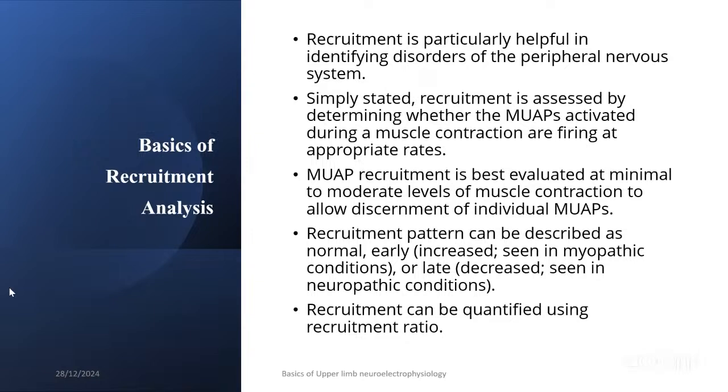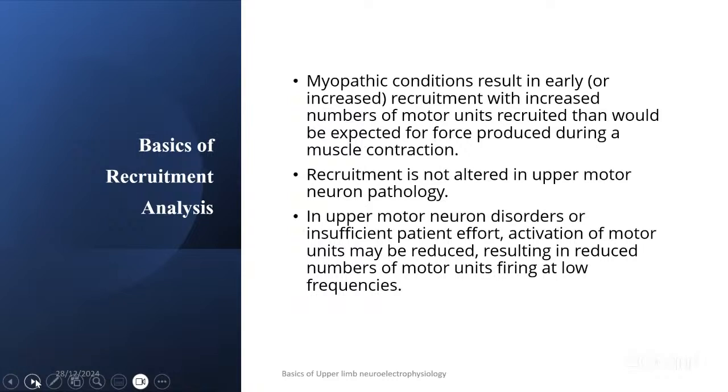Recruitment is particularly helpful in identifying disorders of the peripheral nervous system. Simply stated, recruitment is assessed by determining whether the MUP is activated during a muscle contraction or firing at appropriate rates. MUP recruitment is best evaluated at minimal to moderate levels of muscle contraction to allow discernment of individual MUPs. The recruitment patterns can be described as normal, early, or late. Recruitment can be classified and quantified using the recruitment ratio, as we have calculated just now. So analysis of recruitment is very, very important.